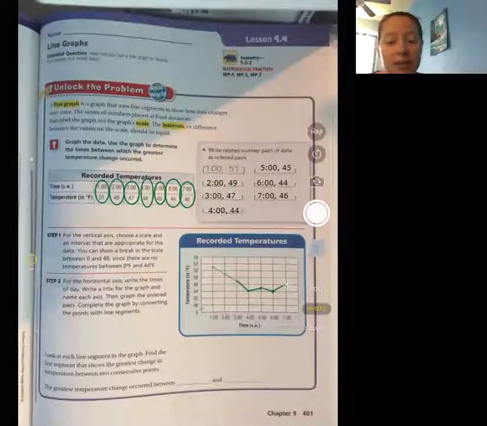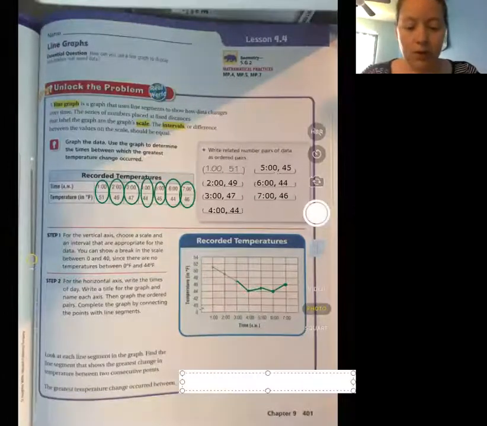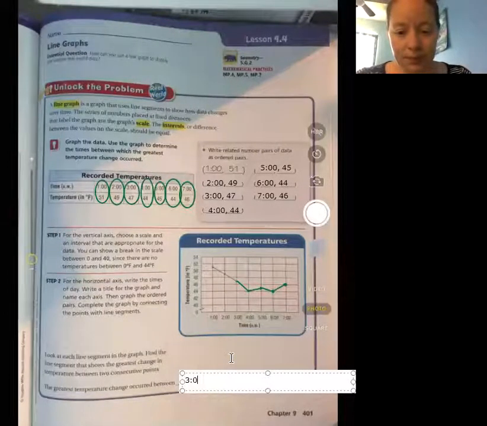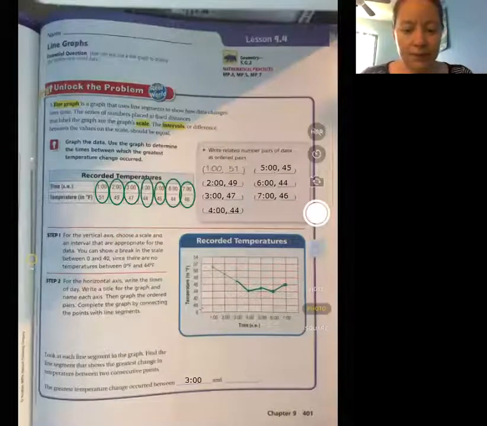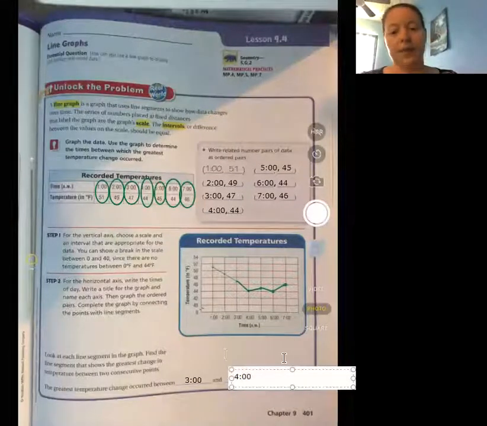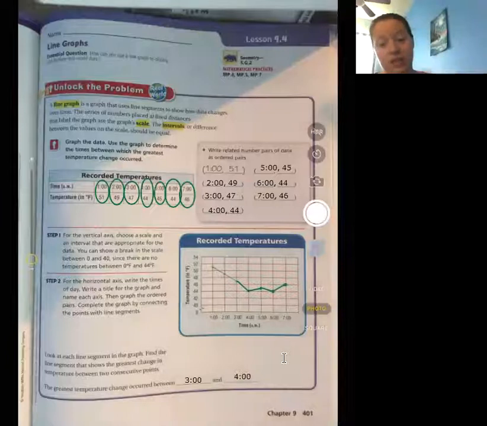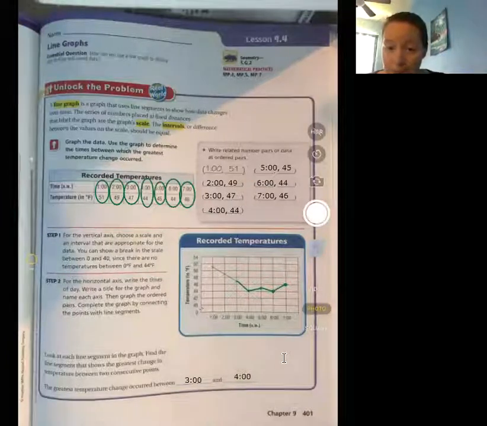So the time when it went down 3 degrees was from 3 o'clock until 4 o'clock. So we write down 3 o'clock and 4 o'clock. That is the time at which it dropped the most. Pause it if you need to. I'm moving on to the next page.